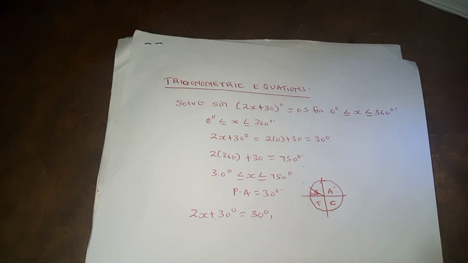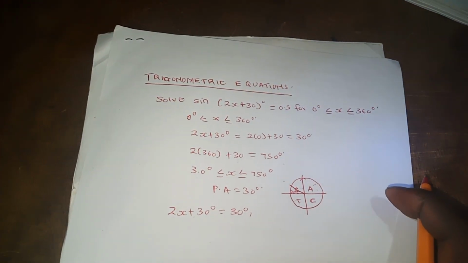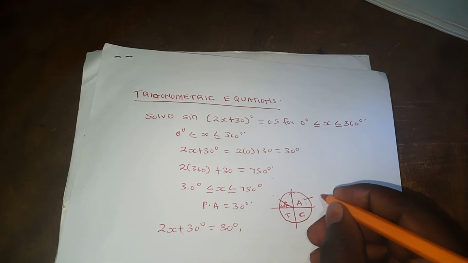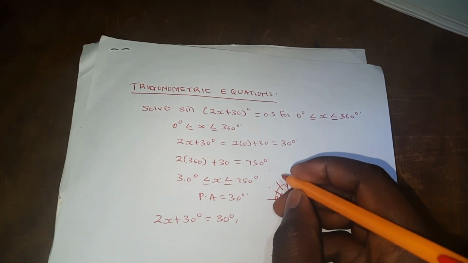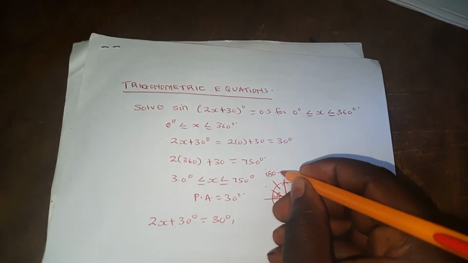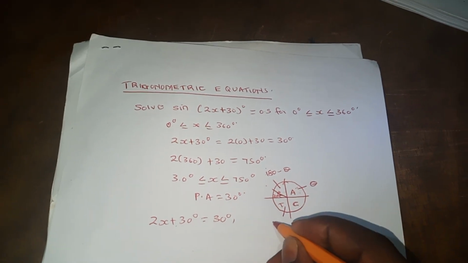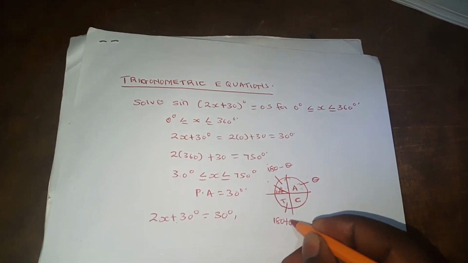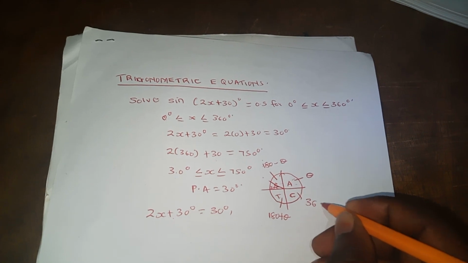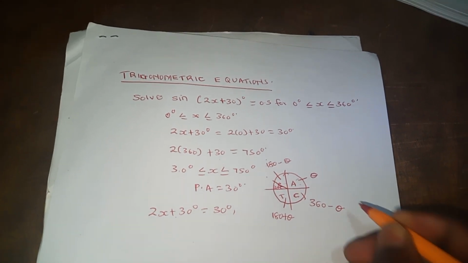And remember this is the very important part of these calculations: the angle here is theta. The angle here will be 180 minus theta. Then this one will be 180 plus theta. Then this one will be 360 minus theta.